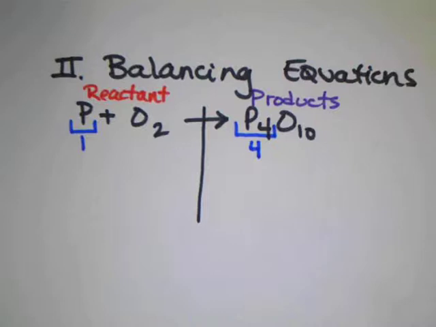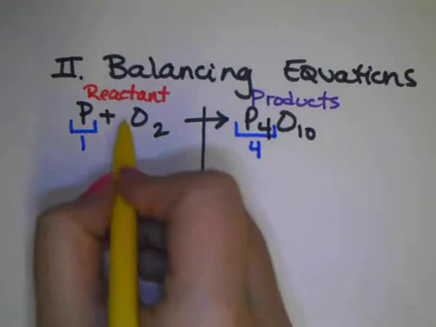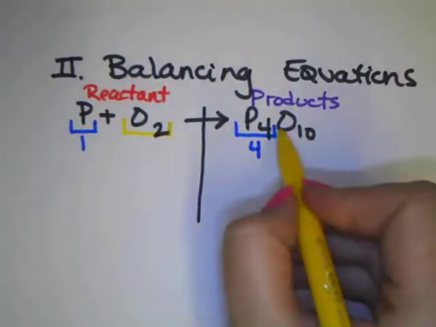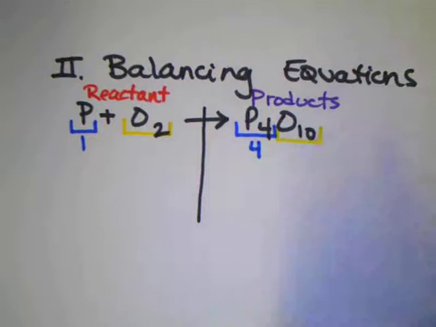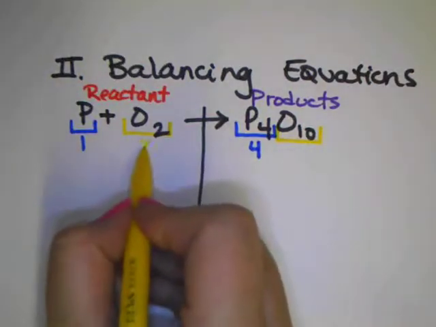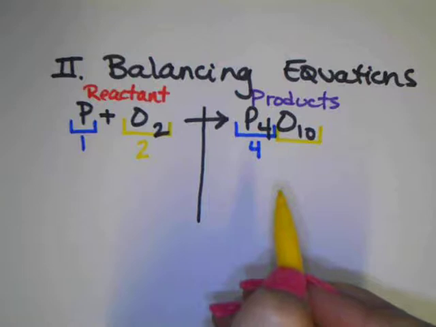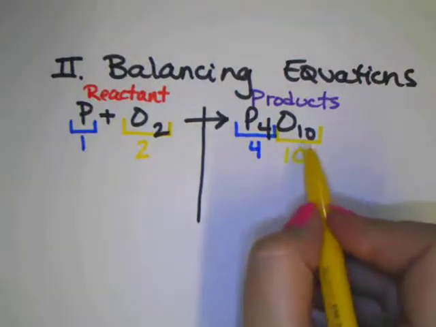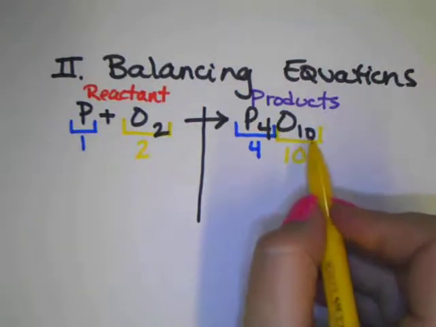And then I'm going to choose a completely different color. So let's try yellow. I'm going to go through and I'm going to say, okay, the next element that I have is oxygen. And then I have oxygen again on the product side. Again, they should always match. On this reactant side, there are 2 oxygens. I know that by looking at the subscript 2. And there are 10 oxygens on the product side, given by the subscript of 10.